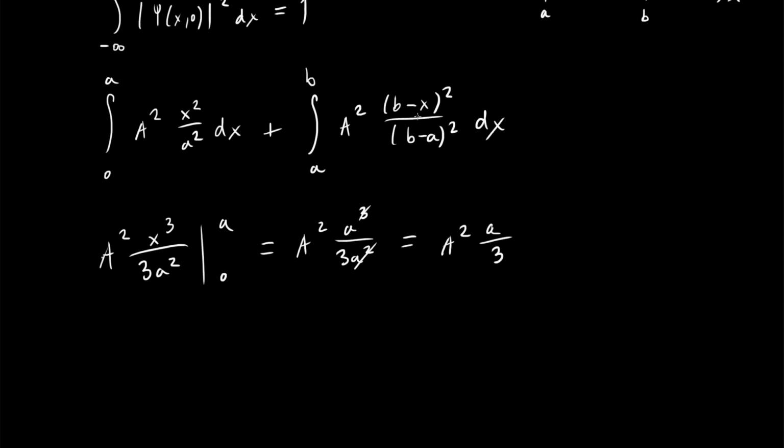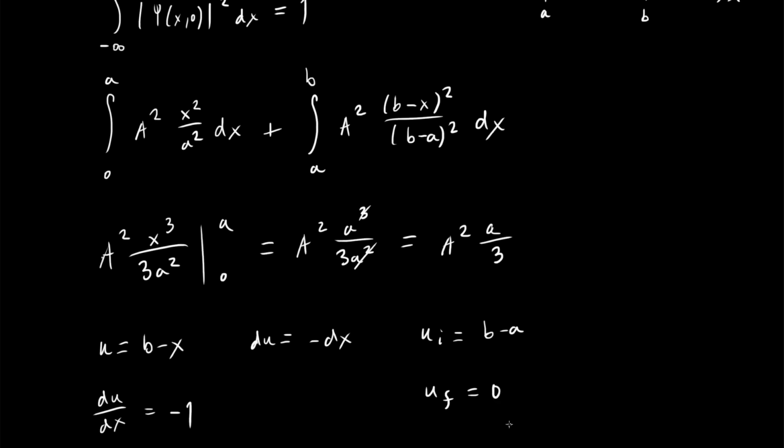Now we can do the right integral. With this one, we want to do a u substitution for b minus x. So u is equal to b minus x, and then du dx is equal to negative 1. So du is equal to negative dx. And we also want to find the values for the bounds. So the initial will be b minus a, and then the final will be 0, since it's b minus b.